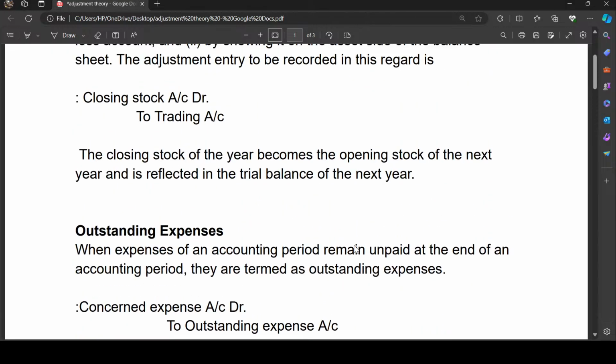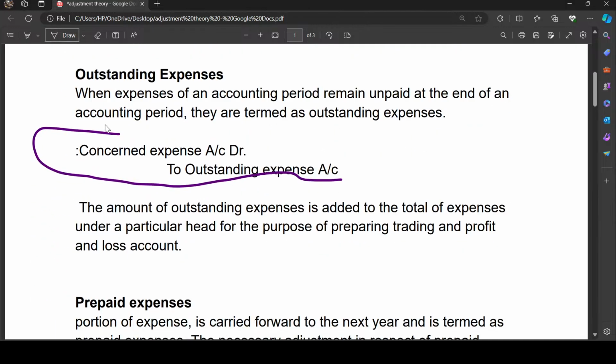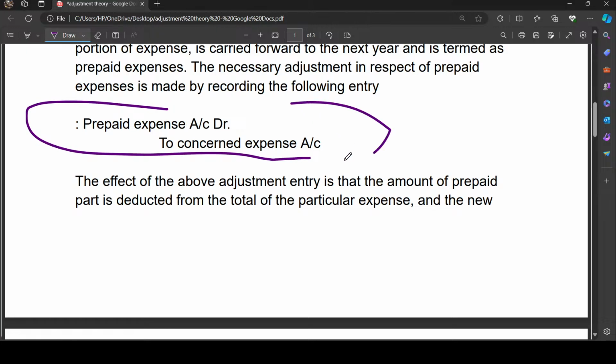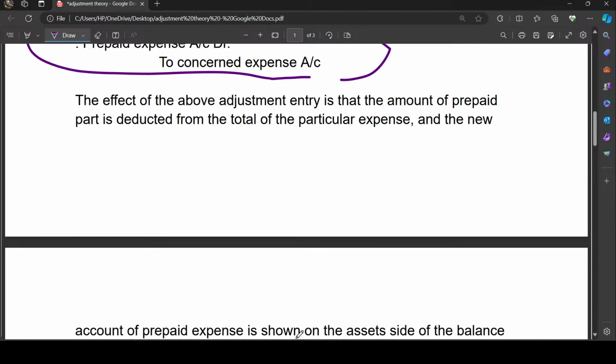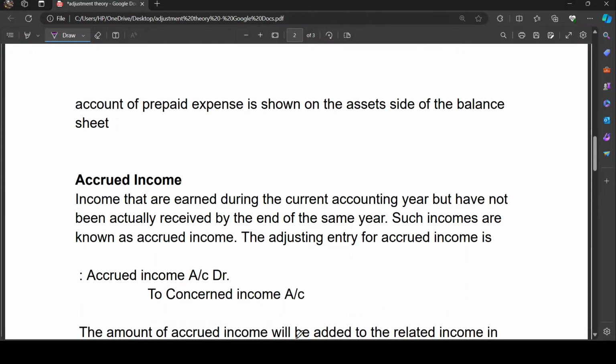So in closing stock, we have closing stock account debtor to the trading account, and in outstanding expense we have concerned expense account debtor to the outstanding expense account, and then we have prepaid expense account debtor to the concerned expense account. That is the journal entry. The prepaid expense account is shown on the asset side of the balance sheet.